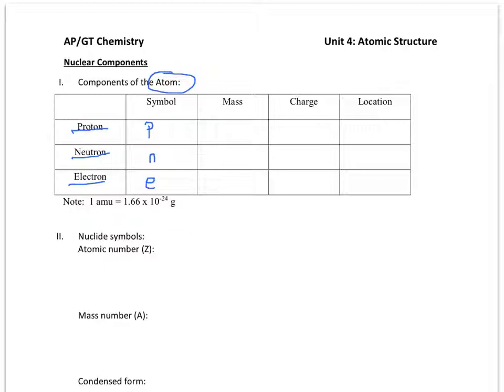Protons have a positive charge. Neutrons don't have a charge. Electrons have a negative charge. So we can fill these in with our symbols. Protons are found in the nucleus.